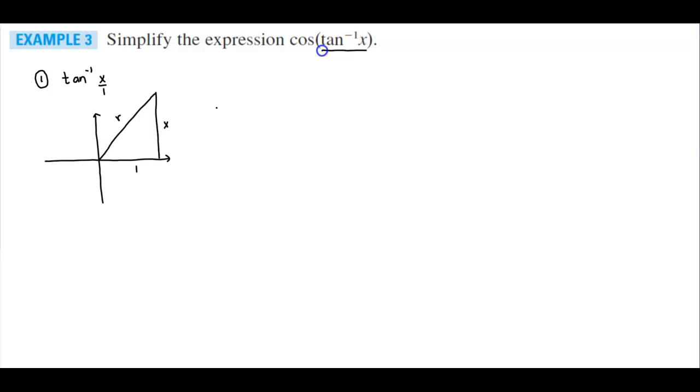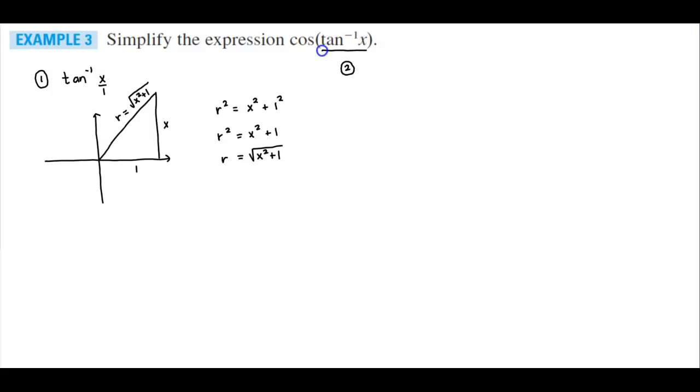So what we want to find is, we know that r squared is going to equal x squared plus 1 squared. So that's r squared, which is equal to x squared plus 1. To solve for r, we get the square root of x squared plus 1. So therefore, the hypotenuse is the square root of x squared plus 1.